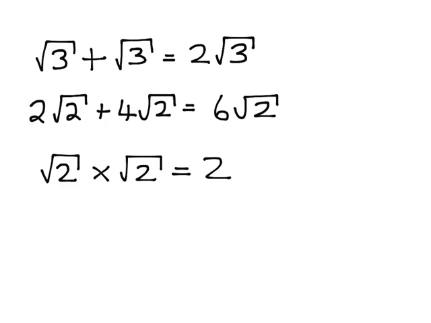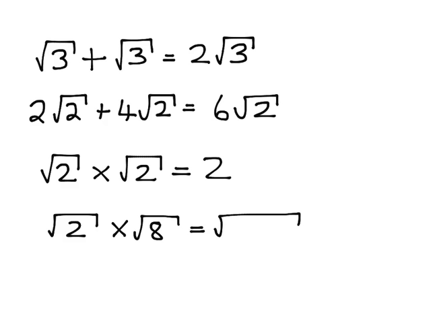What about something more complicated? Square root of 2 multiplied by square root of 8. Okay, now again we have to go and look at what our rules are. If 2 things are multiplied together, what we can do is say it's the square root of 2 times 8, which will give us the square root of 16, which is equal to 4.